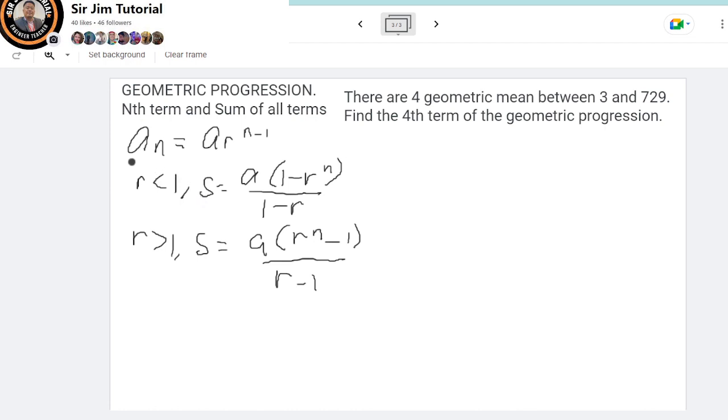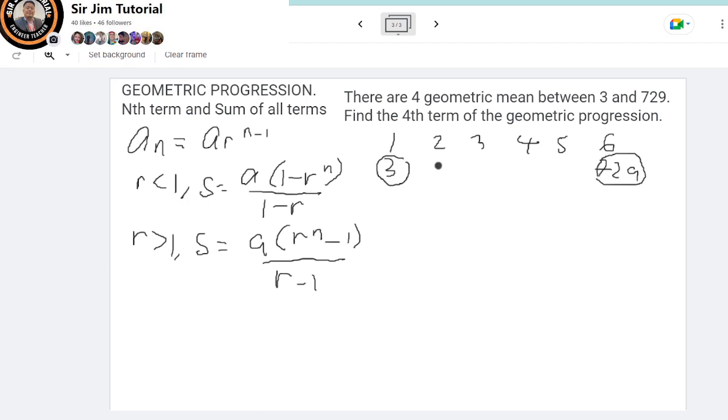So the formula you could use is a_n, where n stands for the nth term, and a is obviously a1, the first term, and r is the ratio, to the power of n minus 1. So for example, 3 and 729 could be the first and sixth term because there are four terms between 3 and 729. So you have 2, 3, 4, 5. There are six terms. This is 3 and this one 729. Okay?